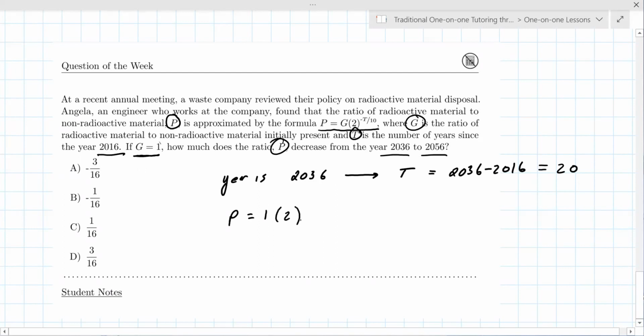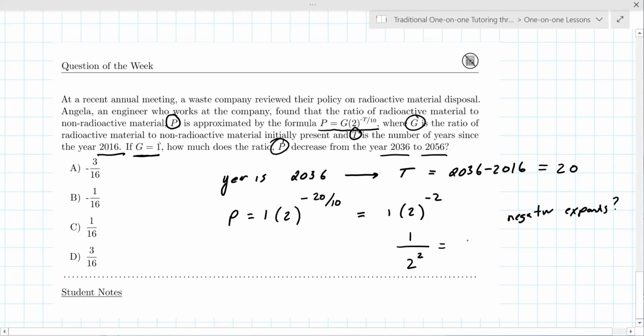1 times 2. What's the value of T? 20 over 10. So this is really just 1 times 2 to the power of negative 2. Now, have you ever seen negative exponents? No. Okay. There's a bit more to it, but we'll do a shortcut here. What you do is you write 1 over 2 to the power of 2. So this negative creates this fraction here, but you move this 2 to the bottom and then this exponent 2 also to the bottom. So what is 1 over 2 squared?